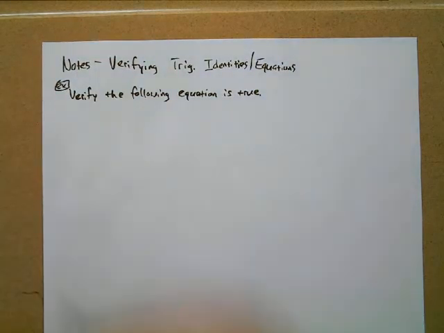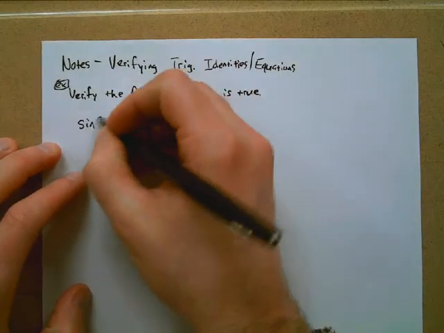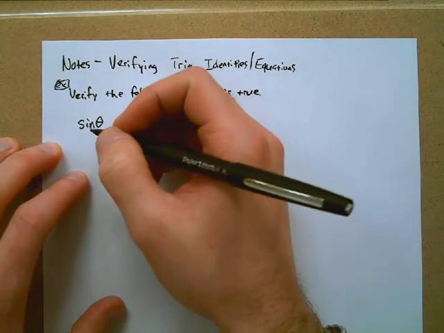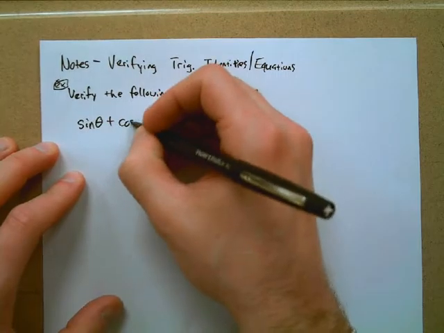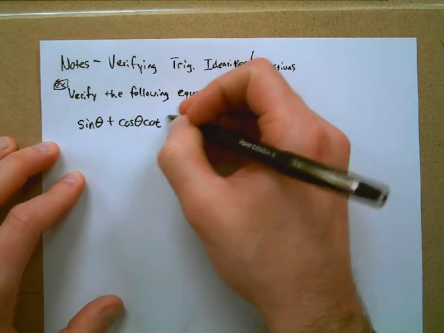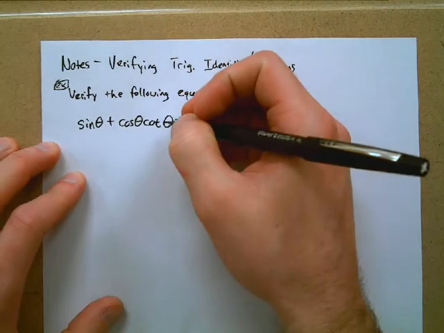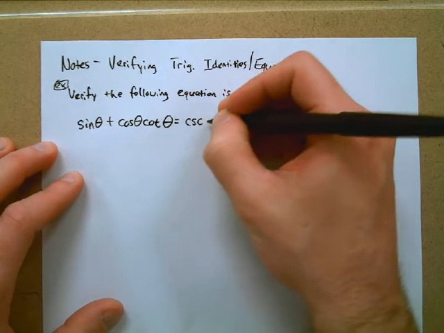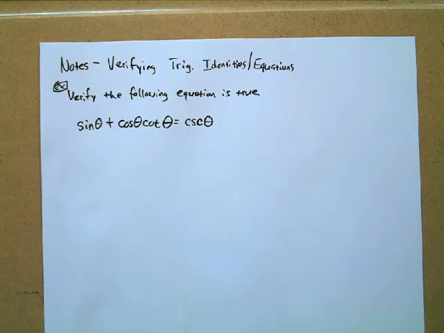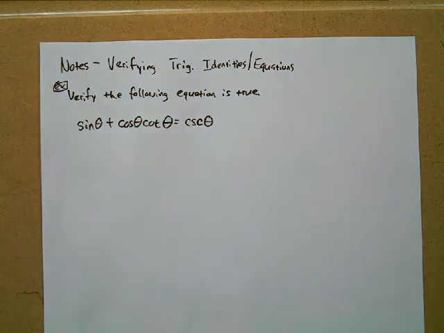Okay? So, first one we'll look at here: sine of theta plus cosine theta cotangent theta equals cosecant theta. So I'm going to verify sine theta plus cosine theta times cotangent theta is equal to cosecant theta. So the difference here, then, from what we saw yesterday, is that we now have a goal.